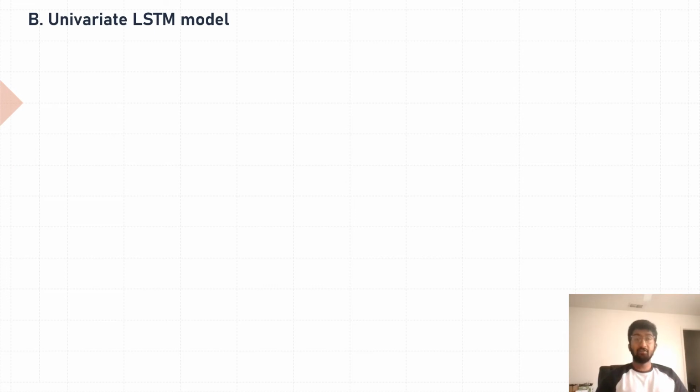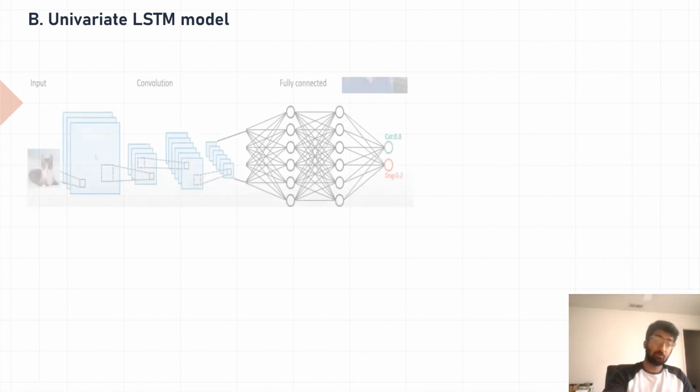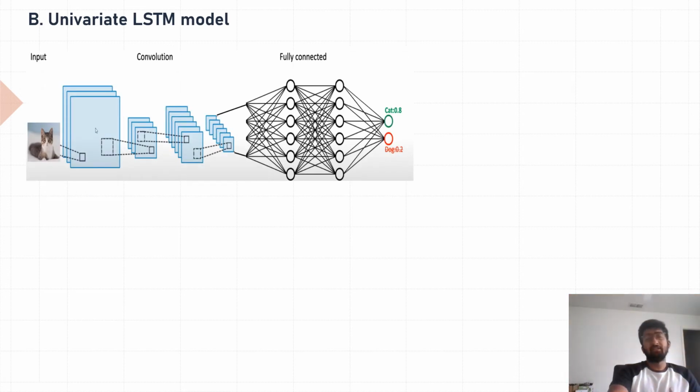After the classical ARIMA model, let's move into the univariate LSTM model. The univariate LSTM model is a deep learning neural network.